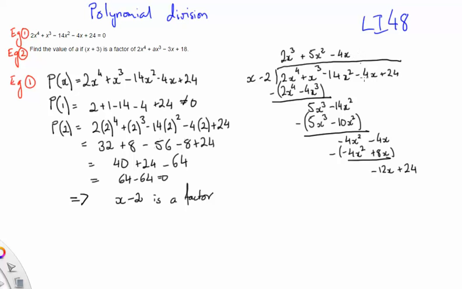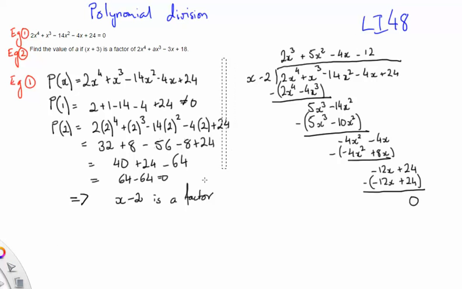X times something gives us negative 12x, so that's negative 12. Negative 12 times x is negative 12x. Negative 12 times negative 2 is positive 24. Then we subtract, and then you're left with 0, which is great, which means we've factorized correctly, because x minus 2 is indeed a factor of this. Okay, where does that leave us?